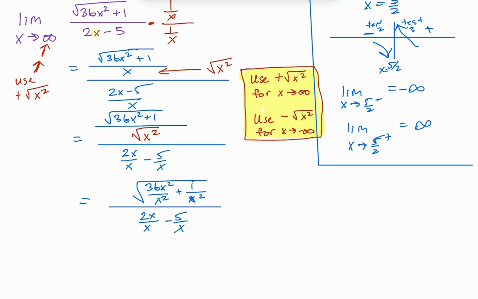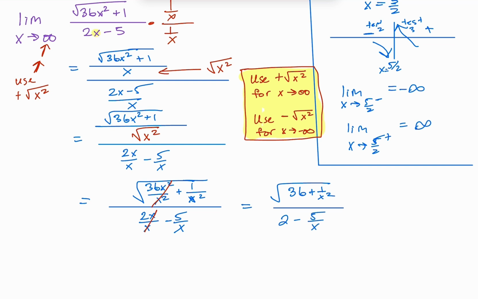So now I can start to reduce some things. I can see that an x squared and x squared here will cancel, just leaving me with the square root of 36. And the x and the x will cancel, and I just have the 2. Okay, so I'm going to write that in a step. So we have the square root of 36 plus 1 over x squared, over 2 minus 5 over x.